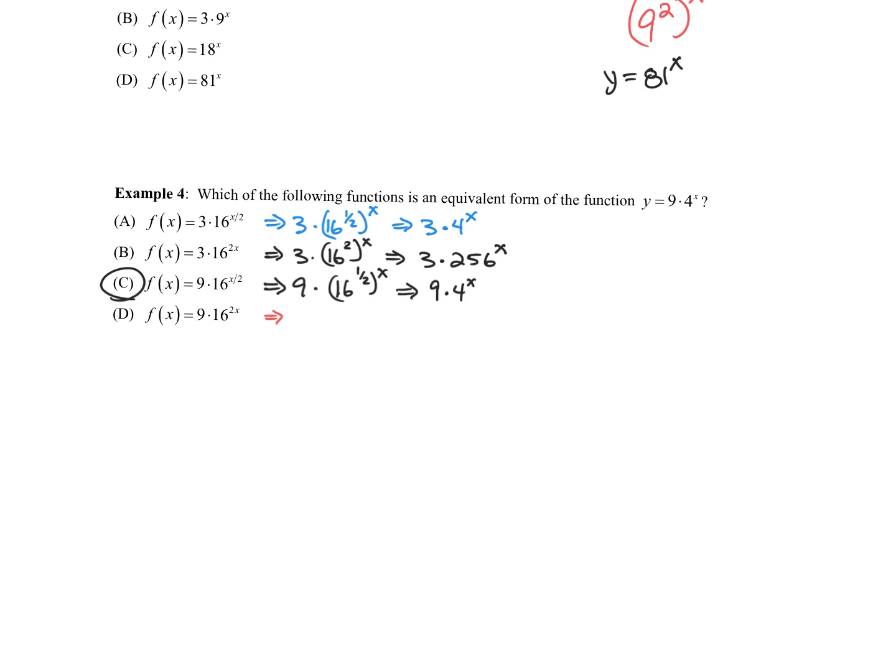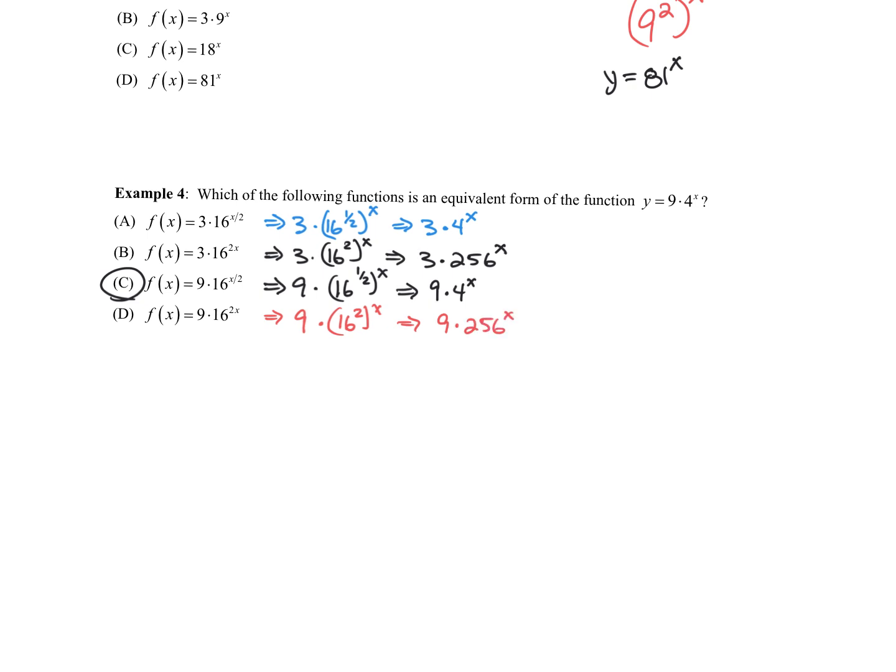Let's just make sure that D does not work. It won't. However, so this one, we'd have 9 times 16 to the power of 2 to the power of x. And so this one would end up being 9 times 256 to the power of x.